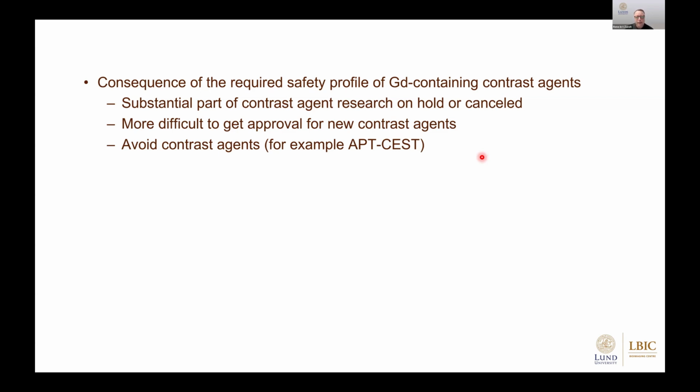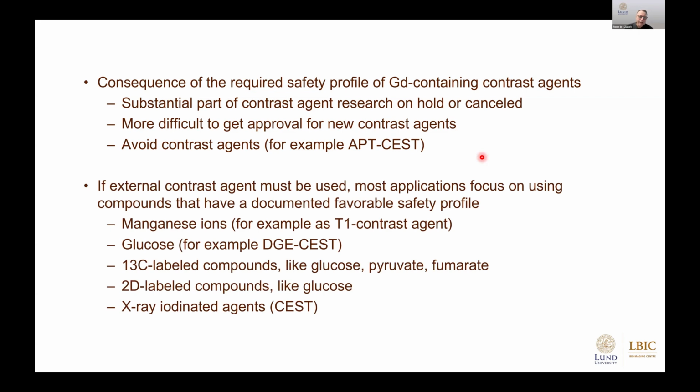new contrast agents. So there's a line that says, well, we try to avoid them and develop other techniques. One example is APT-CEST, for example. And if you still have to inject something, well, let's use something that's already proven to be tolerated or approved for the human body. Manganese is known to be tolerated well, so it works similar as gadolinium, and there are still companies around, even close to me in Lund, that develop agents based on manganese.